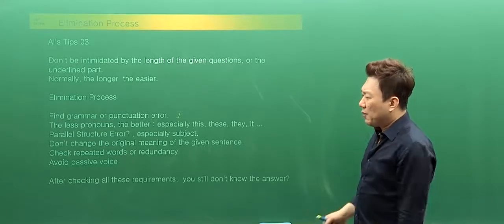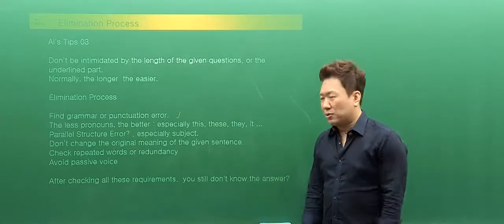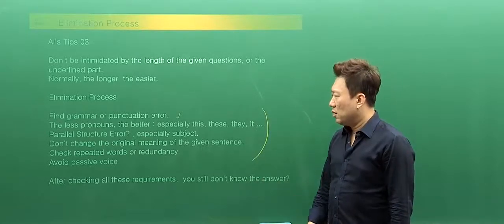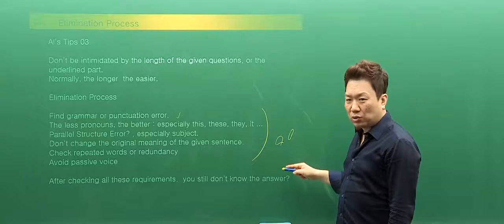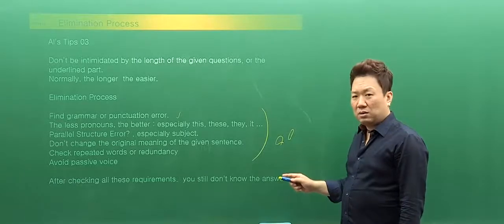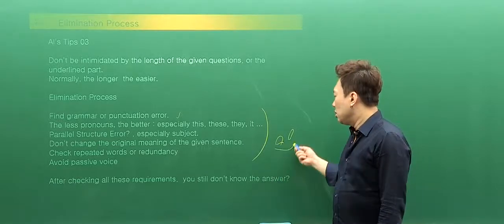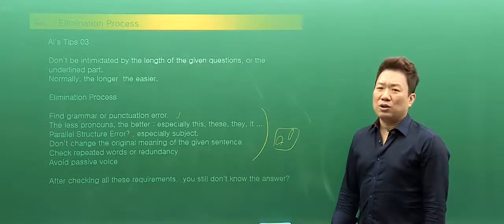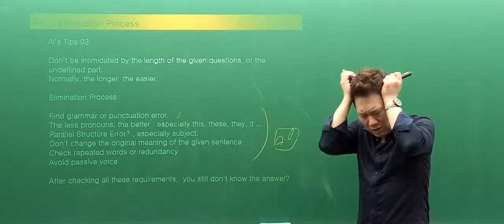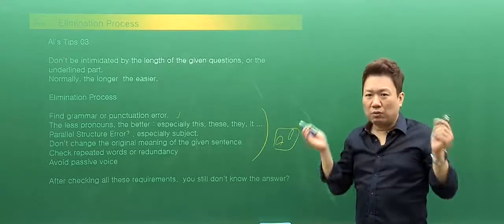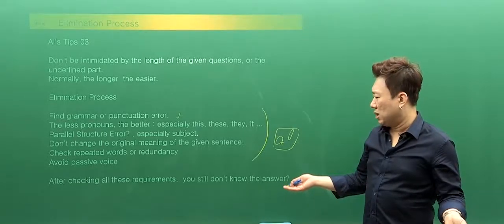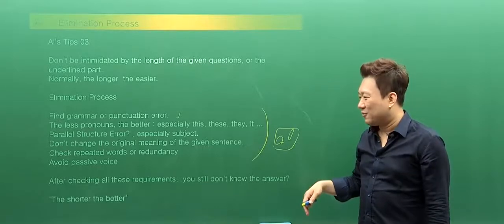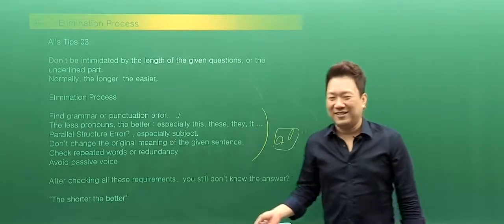And after checking all these requirements, we have some process. But normally we still have two answer choices remaining, right? I checked everything I know, but I still have two choices. And I don't know how to deal with it. Then what are you going to do? And this is the tip: the shorter the better.